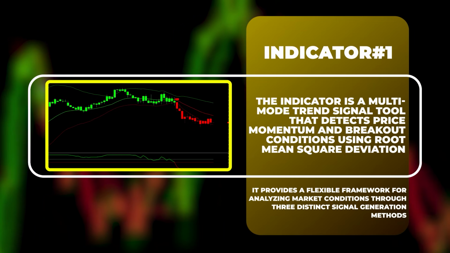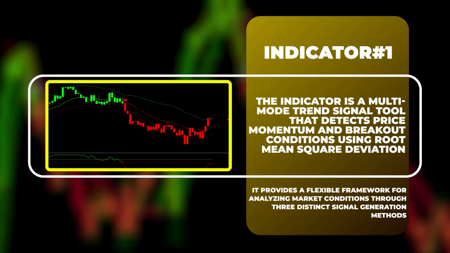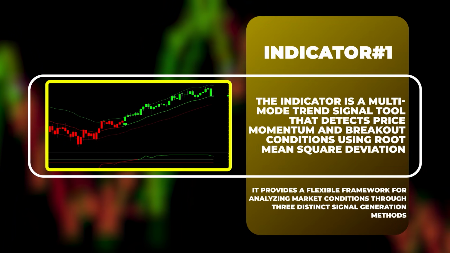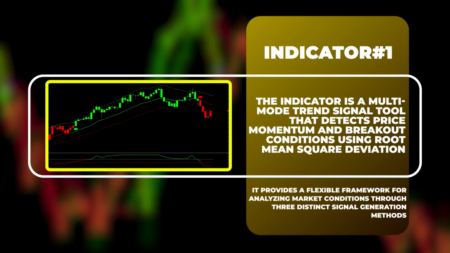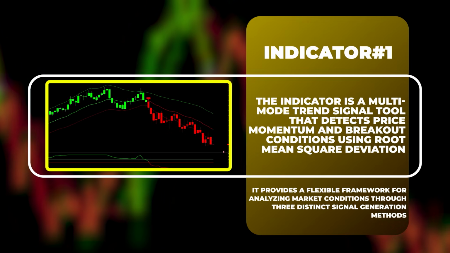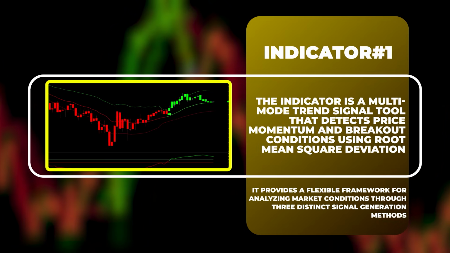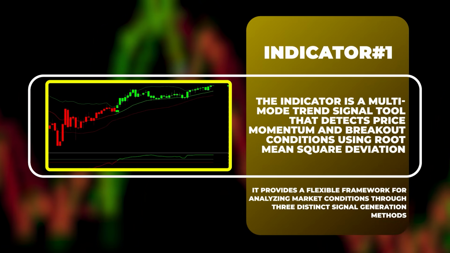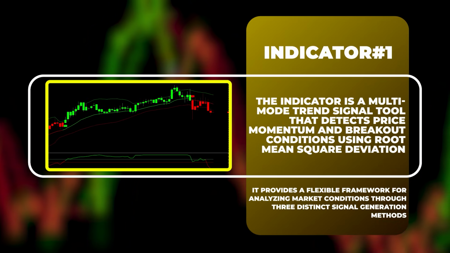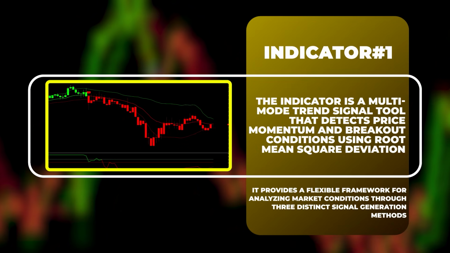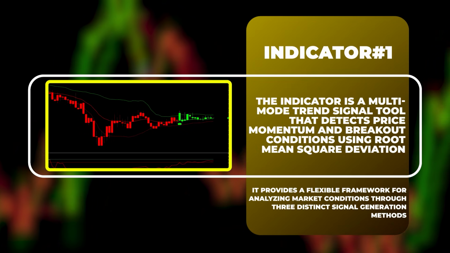The indicator is a multi-mode trend signal tool that detects price momentum and breakout conditions using root mean square deviation instead of standard deviation. It provides a flexible framework for analyzing market conditions through three distinct signal generation methods: Bollinger Band-style deviation, a loop-based scoring system, and a hybrid combined signal. These modes help highlight trend continuation or reversal zones.